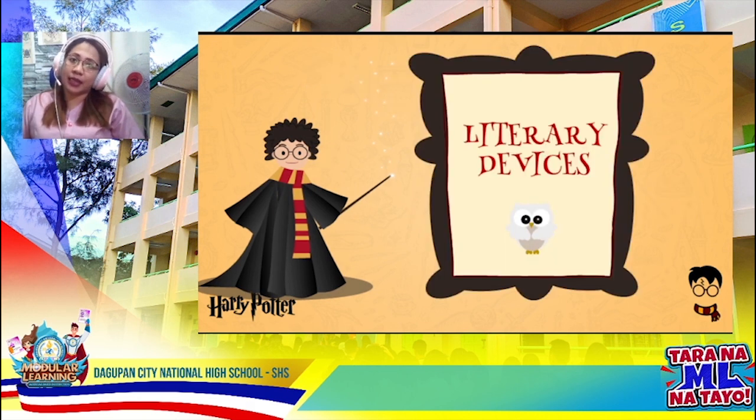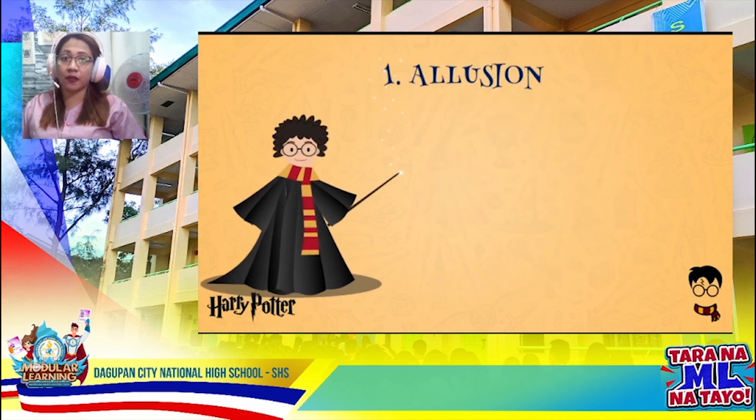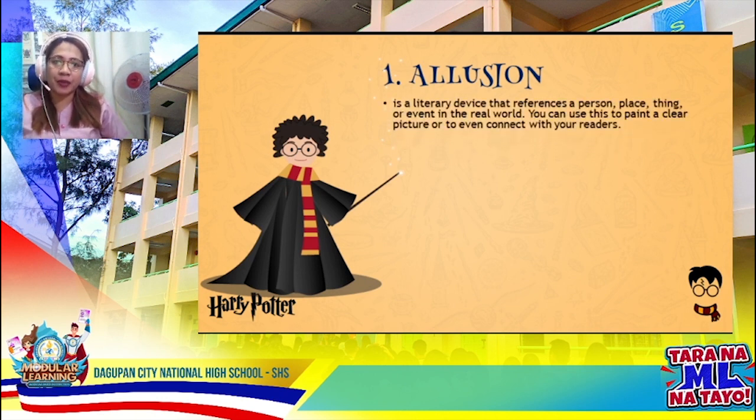So what are these literary devices? Let's start with the first one. We have allusion. When we say allusion, this is a literary device that references a person, place, thing, or event in the real world. You can use this to paint a clear picture or to even connect with your readers. Let me explain it to you by giving you an example.